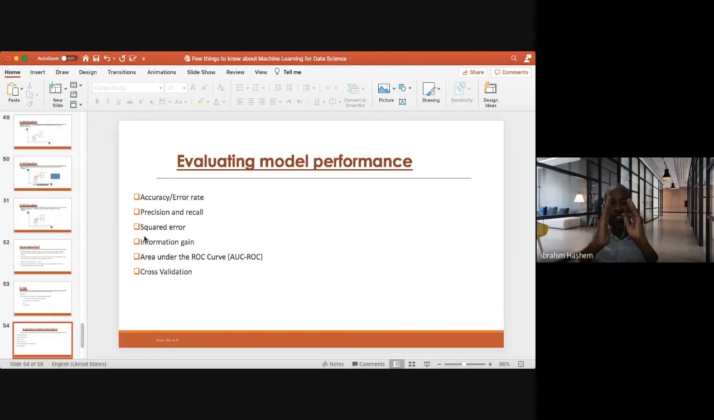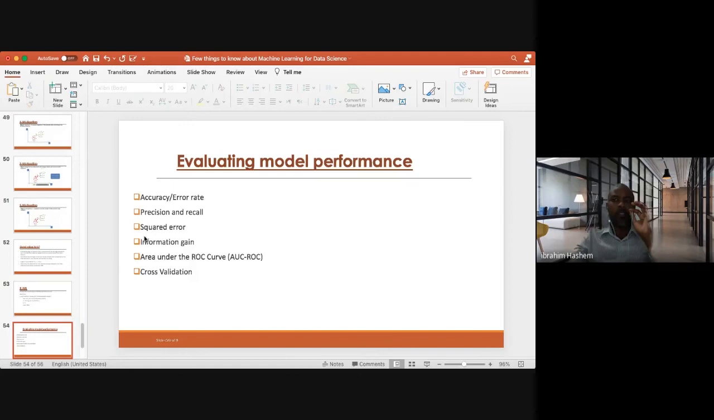So we just calculate the performance, or how accurate it is, from the positive result or the label that we get.